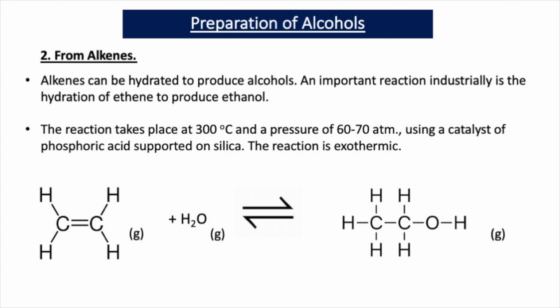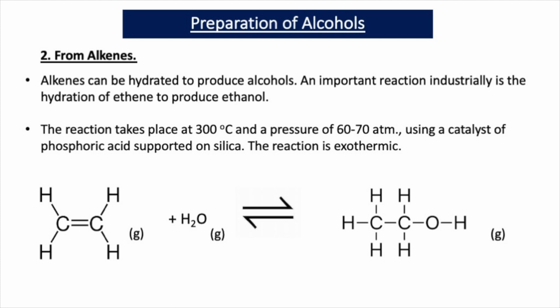So you get a better yield at a high pressure. Now this reaction is exothermic. So a low temperature would give you the best yield because a low temperature would cause the equilibrium to shift to the right hand side, the exothermic side. However, a low temperature is not used here because the reaction would be too slow.